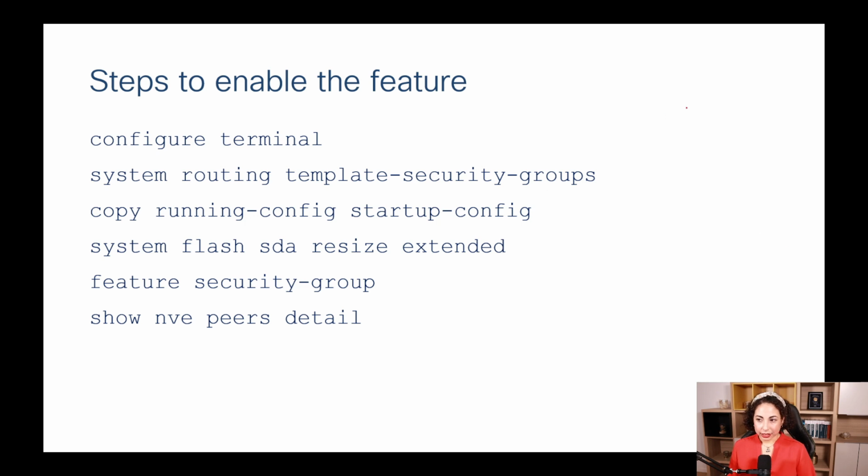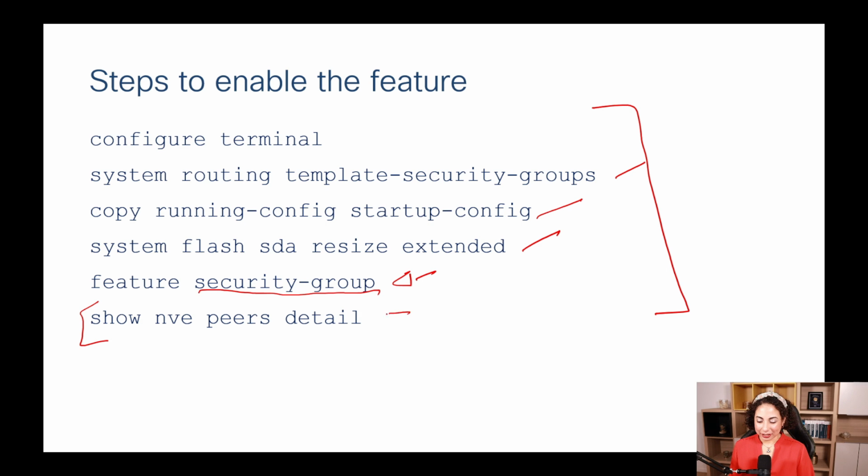So this slide allows me to summarize what I was speaking about. And actually I have recorded this, so I will integrate it into the video. We do the system routing template security group. We copy our running config into the startup. We do the resize, so the repartitioning of the SSD. And then we are able to enable our feature security groups. And this last command is just a show command that we will be doing together in order to see that indeed we have learned whether the other peers of the fabric are able to support GPO or not.